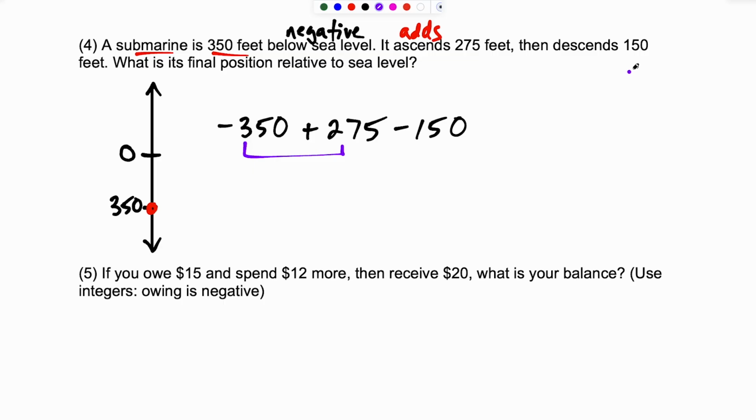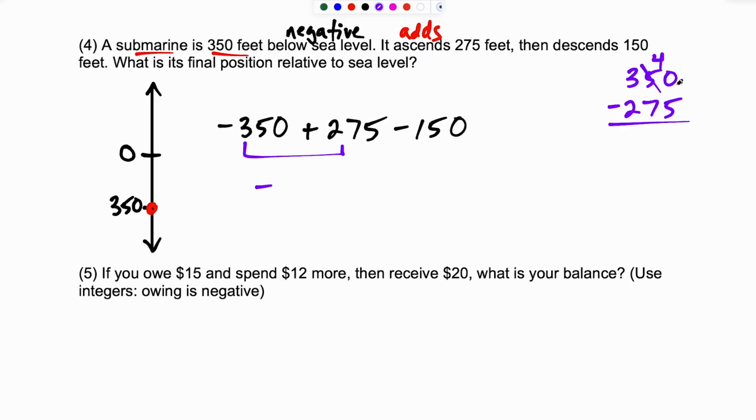Now off to the side, I'm going to do 350 minus 275 because we really just have to find the difference between these two numbers. But I know that when we add these two integers, we're going to get a negative because the absolute value of negative 350 is greater than the absolute value of 275. Okay, so we have a number that's more negative plus this number is going to stay negative after the sum. So now we just work this out.